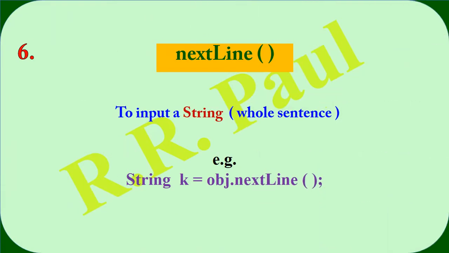All of the previous functions are used to input numerical values. Now we have a function which helps us in inputting a string type of value, and that too a whole sentence. That means including spaces and digits and any other character that the user enters. All those can be input using the nextLine function.